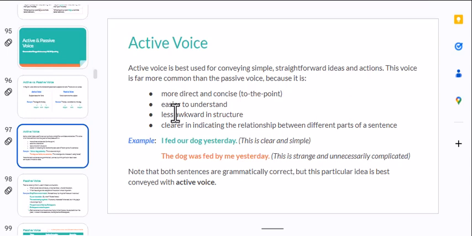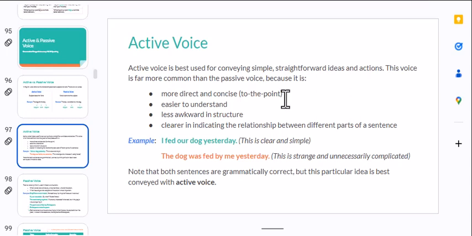Now, there are many reasons why the active voice is far more common than the passive voice. Of course, we all talk in the active voice in our English. Let's explore some of these reasons. I'm going to read some of them because we need to know these bullet points before moving to the next slide about when we use the passive voice.